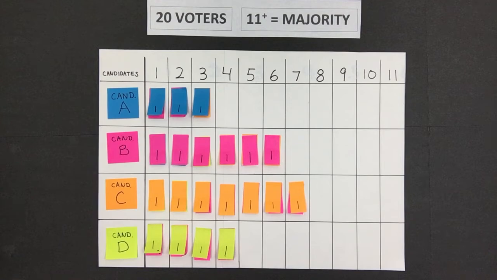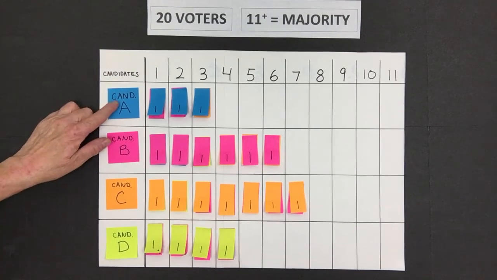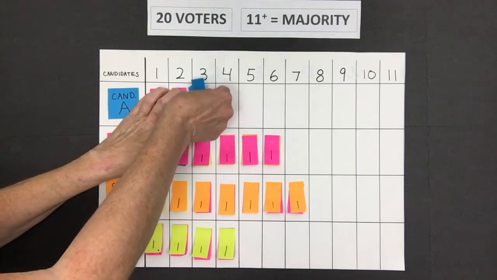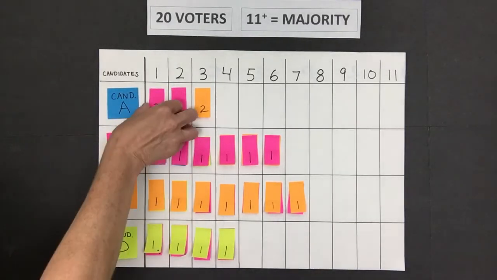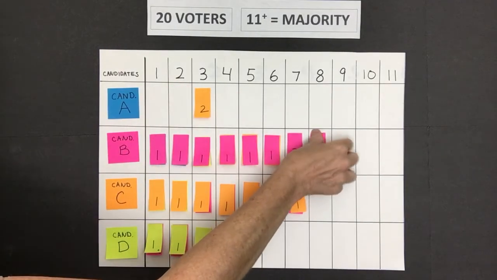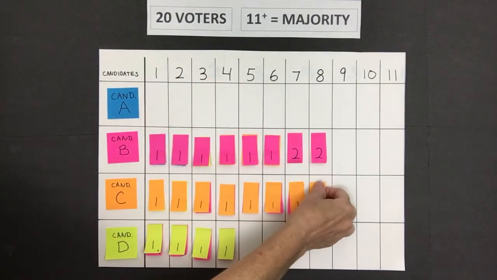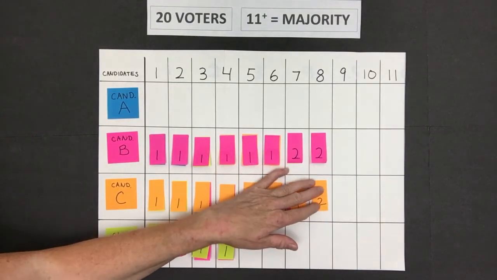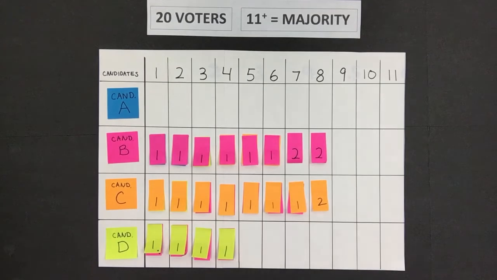All the votes for the lowest ranked candidate, in this case candidate A, would then be distributed to those voters' second choices. So in this case, candidate B would receive 2 votes and candidate C would receive 1 vote. So now you can see we have a tie, but we still do not have a majority. So another round would need to take place.